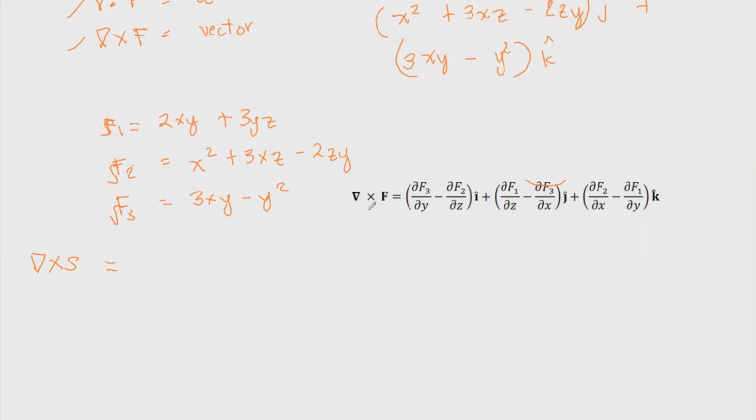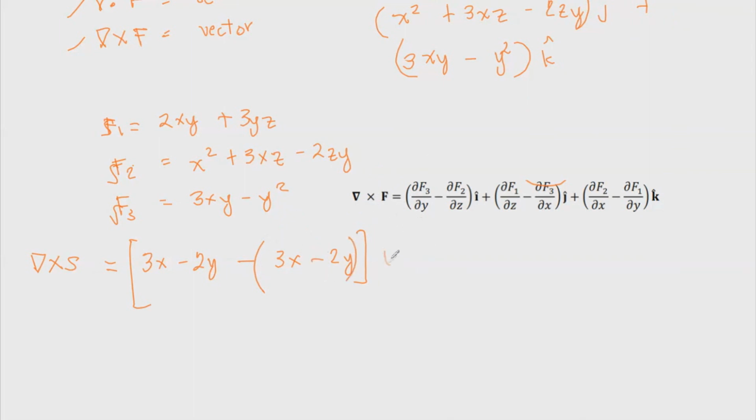That is equal to the partial derivative of s3 with respect to y. So what we have here is 3x and then minus 2y. And then we subtract this expression with the partial of f2 with respect to z. So z here is 3x, and of course this one is negative 2y. But if it is subtraction, then we have positive 2y. Or you could just use subtraction, and then we have negative and then positive here, and then we have negative here.